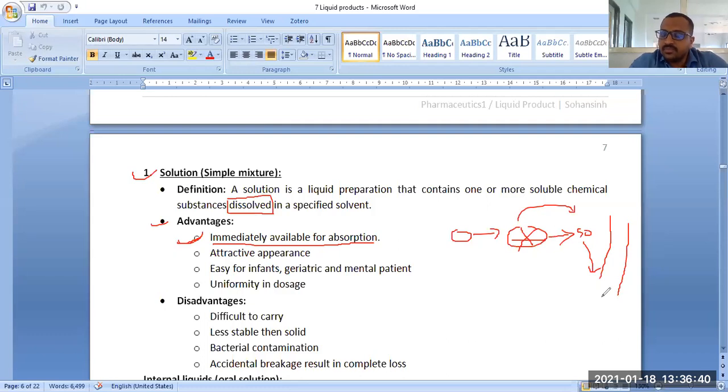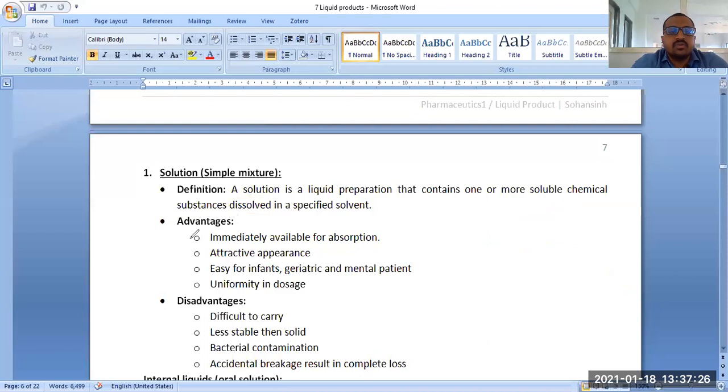What is the basic route of absorption? While you are giving any tablet or pharmaceutical formulation orally, first it goes to the stomach, and it is solubilized into the stomach fluid, and after that it goes past the stomach membrane, the GI membrane, and goes to the blood circulation. So our main goal is that the maximum amount of drug must reach systemic circulation. So here is our first advantage in every monophasic liquid preparation. For all monophasic liquid preparations that come after this, we have to mention: immediately available for absorption. So that is the advantage of solution.